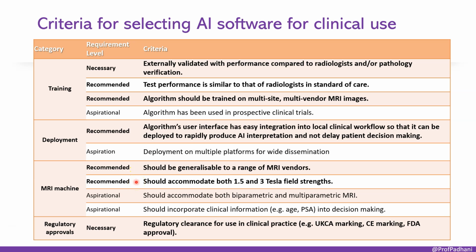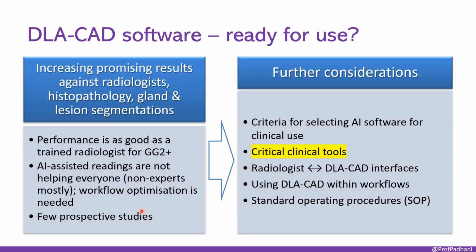And the nice-to-haves, the aspirational criteria. Things like validation in prospective trials, being deployable on multiple platforms, handling both biparametric and multiparametric MRI, and maybe even incorporating clinical data like PSA and age for a more complete picture. Okay, that's helpful. Then slides 14 and 15 dug into the clinical tools the software should offer.